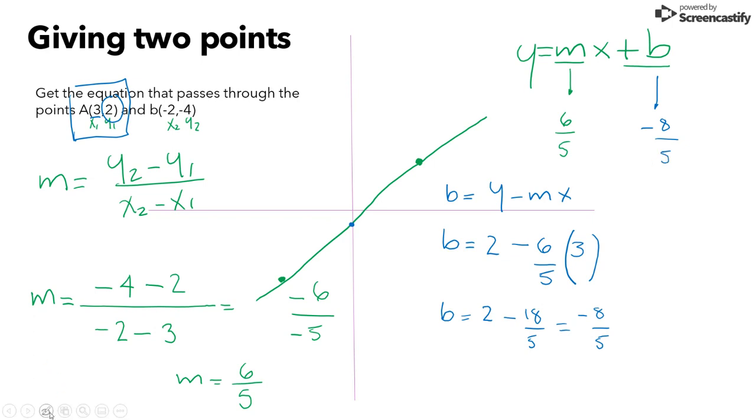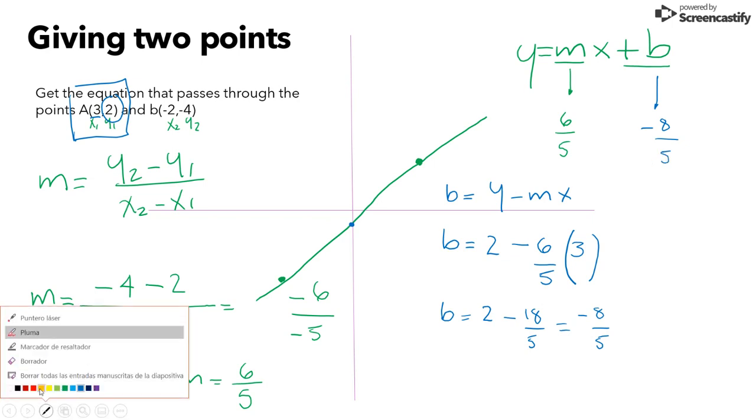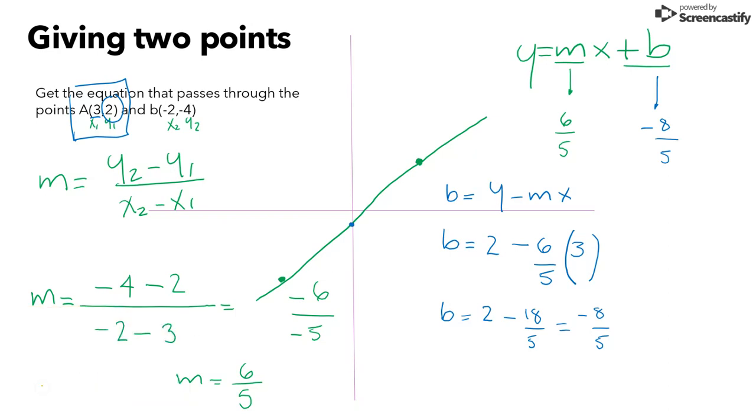Now it's time to write my line. To write the line, it's very easy. You only need to remember here y equals, instead of m, I'm going to write the value of m, that is 6/5, times x, plus b. Instead of b, I'm going to write the value of b, minus 8/5.